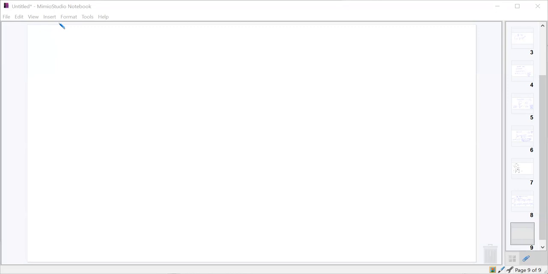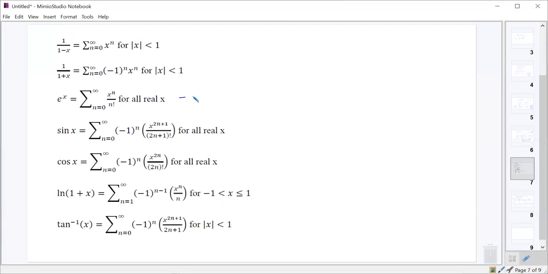Another thing to note is that we can manipulate any of these series. Suppose I had the series for e to the x, but I wanted to find the series for e to the 5x. Well, we could just make this the sum from n equals 0 to infinity of (5x) to the n over n factorial, right? And it should still converge for all real values of x, because it now converges for all real 5x, which is all real x.